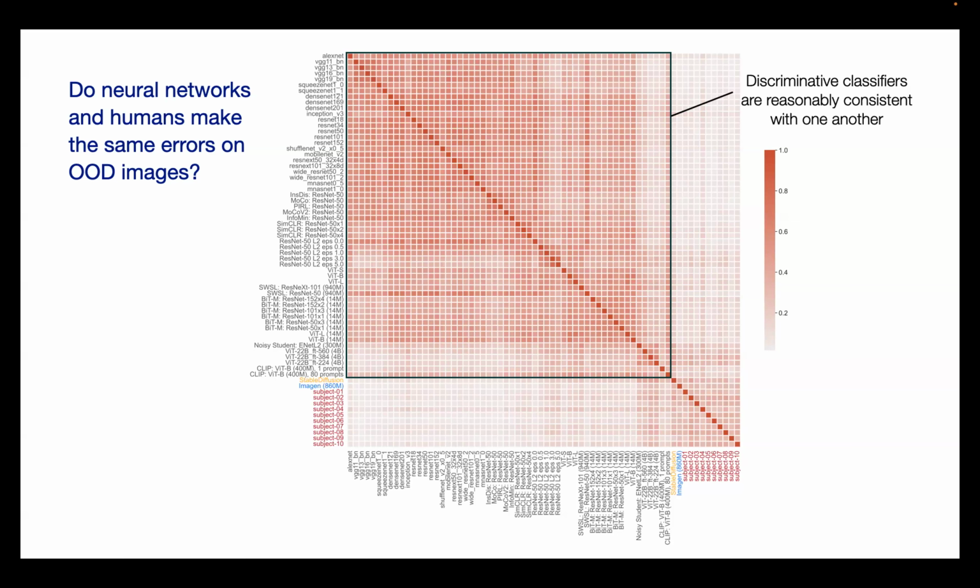These are all discriminatively trained, some of them based on CLIP, etc. What you see in the lower 10 by 10 grid are 10 people and the degree of correlation in the errors they make on the out of distribution data. And the final two rows are classifiers based on Stable Diffusion and Imagen, and they agree much more closely with the sorts of errors that humans make.